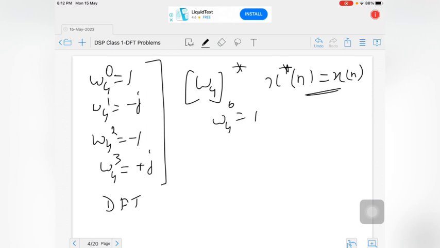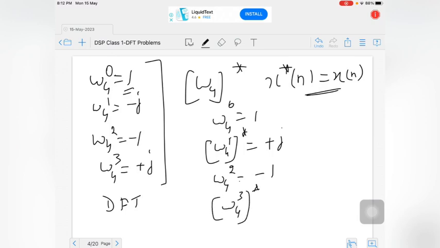At that time I will take: if the given sequence is a real valued sequence, then x conjugate of n is equal to x of n. So therefore, the real values will not change any sign. So omega 4 power 0 is also 1. Omega 4 power 1 conjugate: minus j becomes plus j. Omega 4 power 2 is a real number, again it is minus 1. Omega 4 power 3 conjugate, you will get minus j. These are the twiddle factors used in calculating the IDFT.